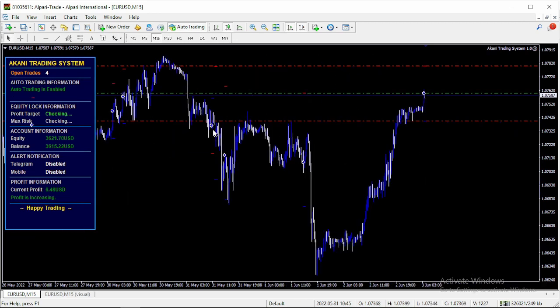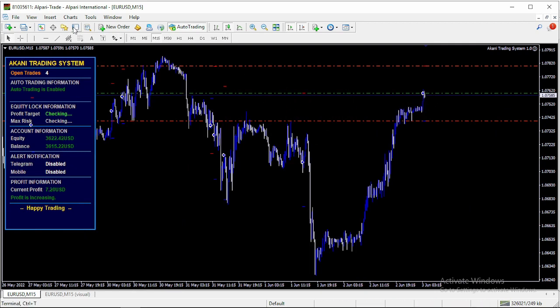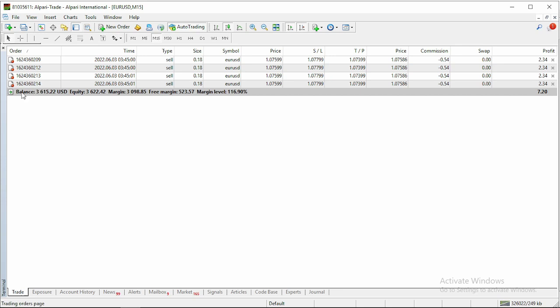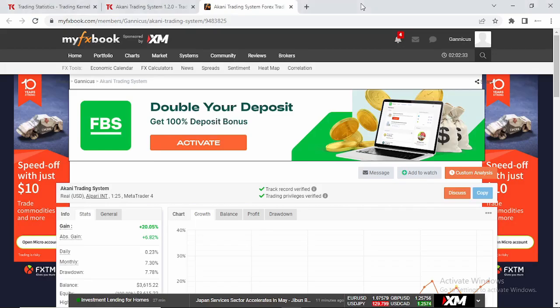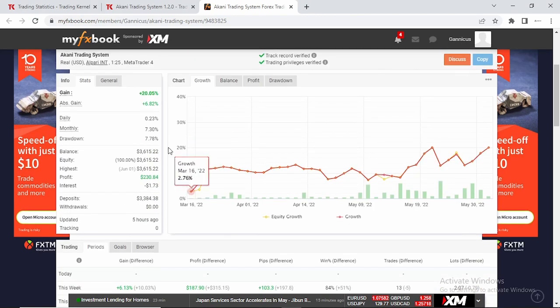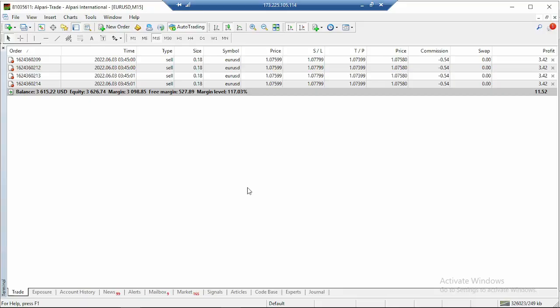Now this is the current live result here. As you can see, on our terminal it says we are up about 303,615 on our balance. If you go to my FX book here, it says the same thing. So there is no trick here. If you are using this expert advisor, you need to make sure that your back test aligns with your forward test, or at least your back test matches ours.